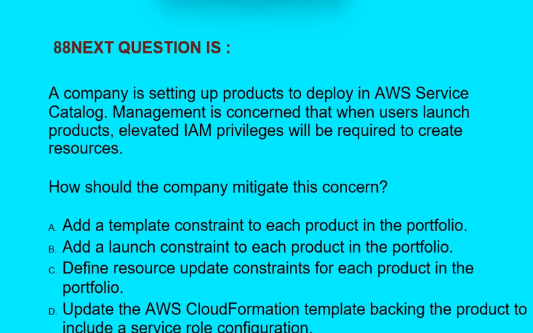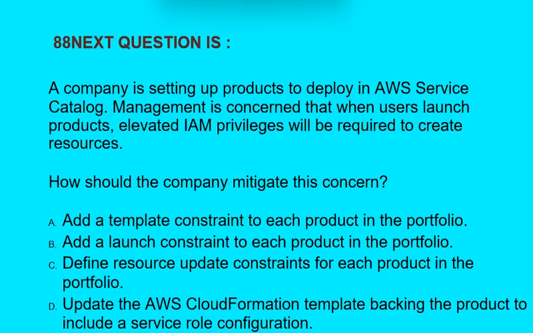Question is a company is setting up products to deploy in AWS Service Catalog. Management is concerned that when users launch products, elevated IAM privileges will be required to create resources. How should the company mitigate this concern?